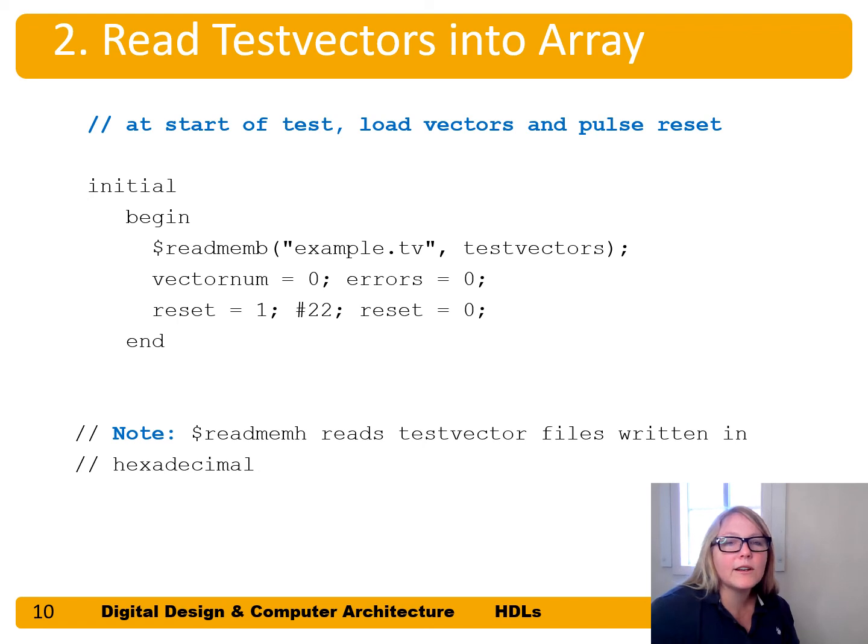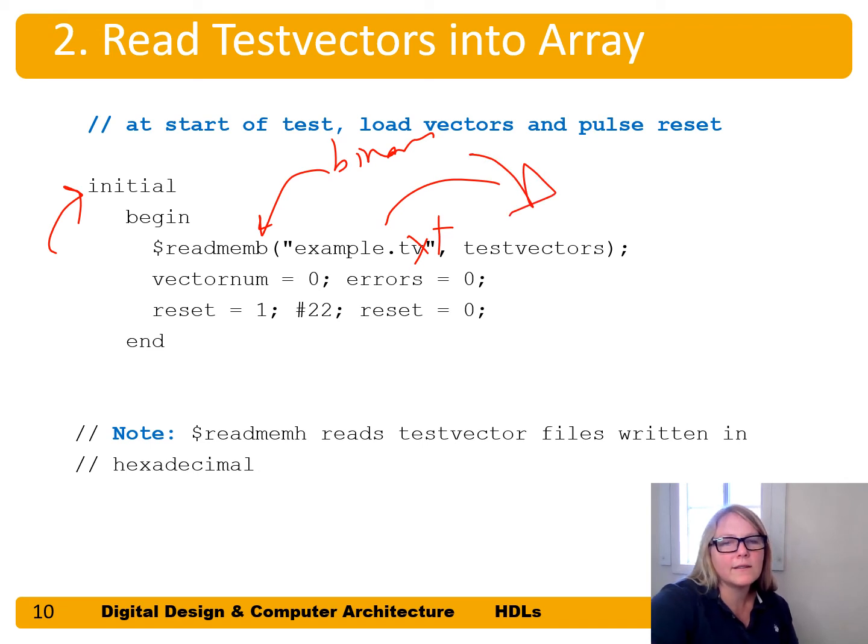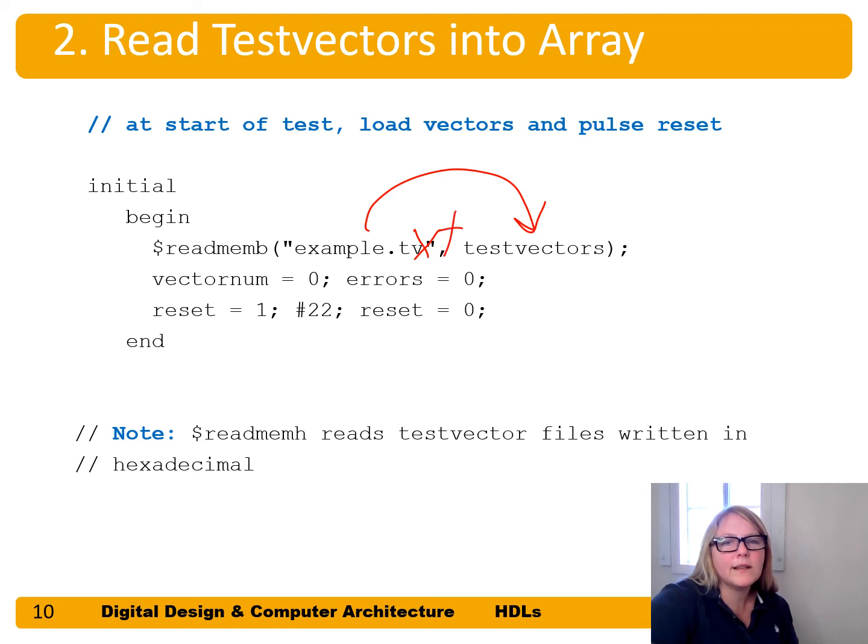And at the start, again, this initial block runs at the beginning of the simulation. We're going to start by reading memory. So readmemb, where b says it's in binary format. We're going to read this example.txt, that file of test vectors, into our test vectors array.